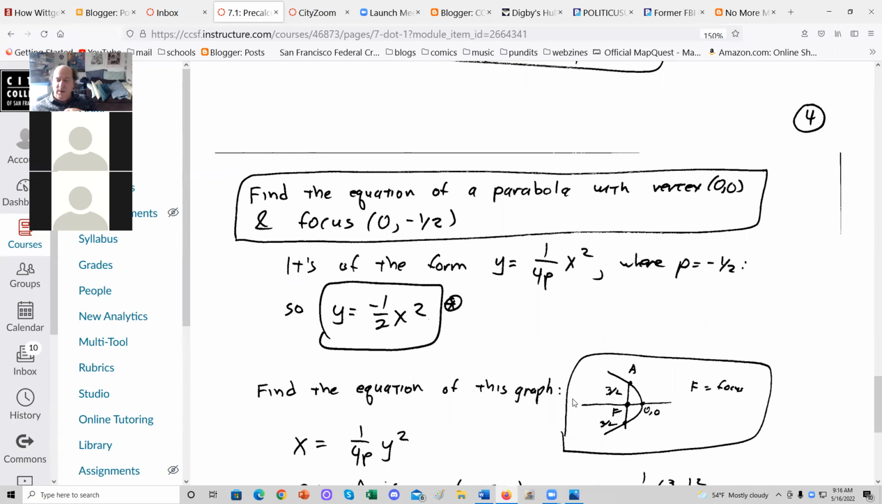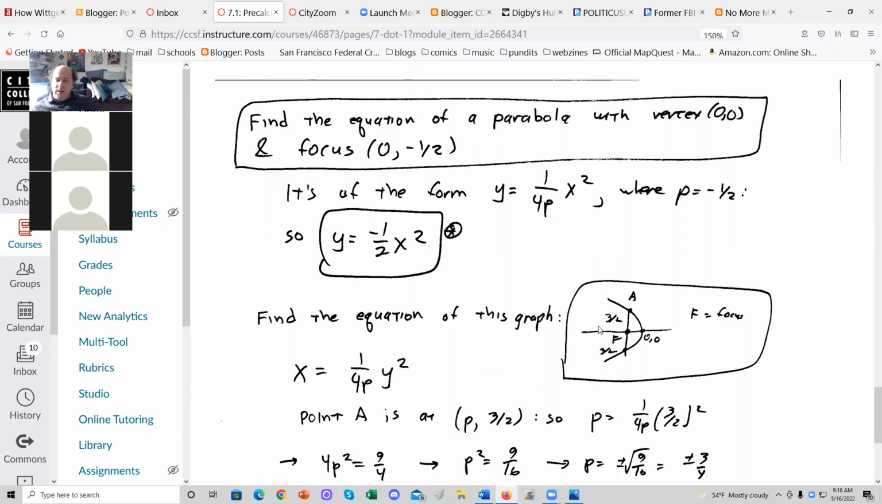Now here we have a graph, and we need to find the equation. It goes through 0 by 0. This is 3 halves here and here around the focus. And x equals 1 over 4p y squared. Find the equation. Well, okay, all we really need to do is to find p.